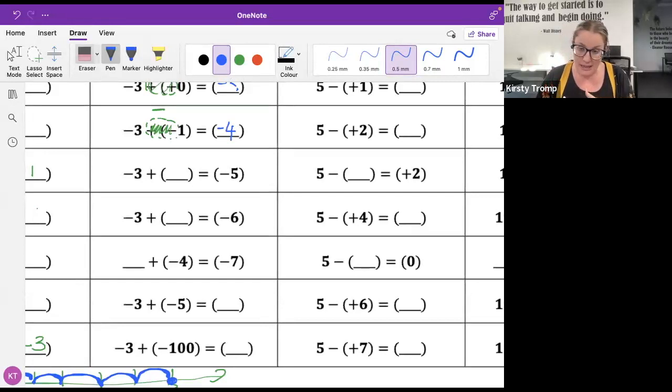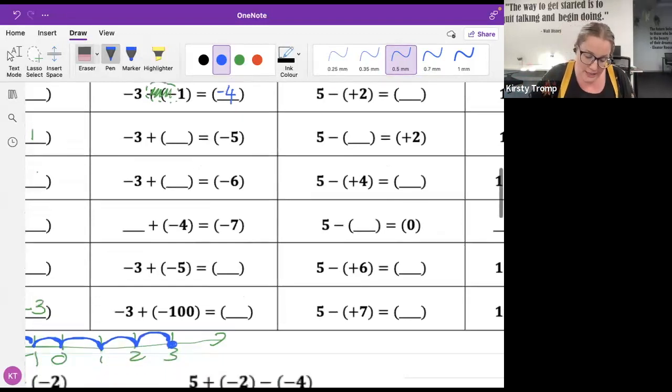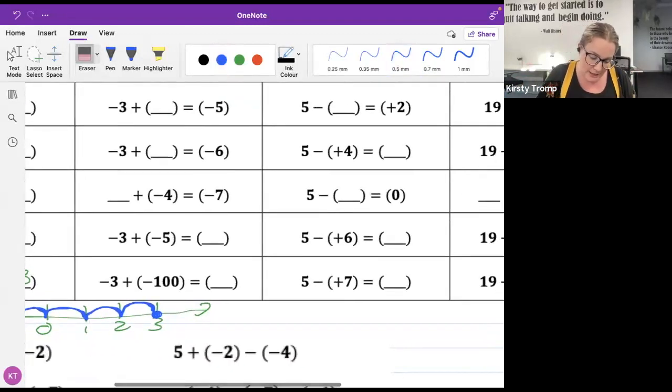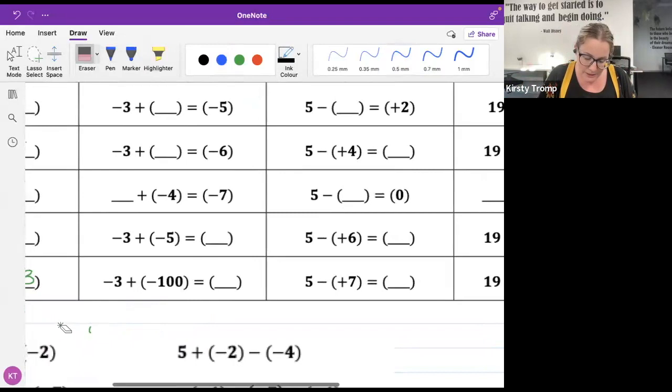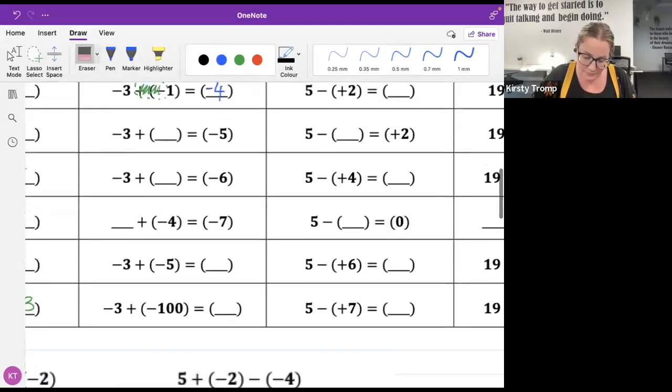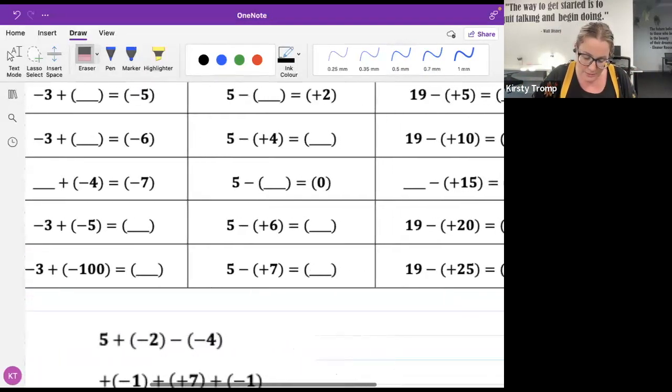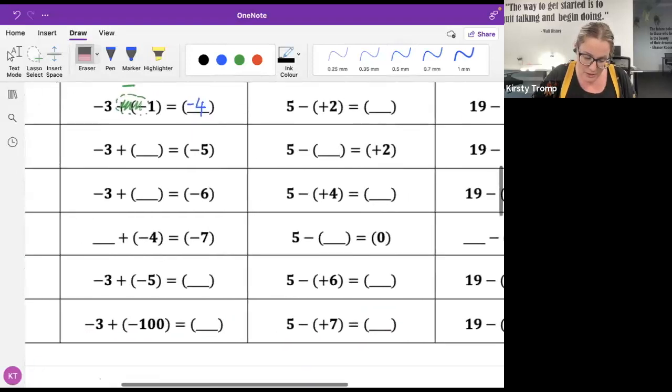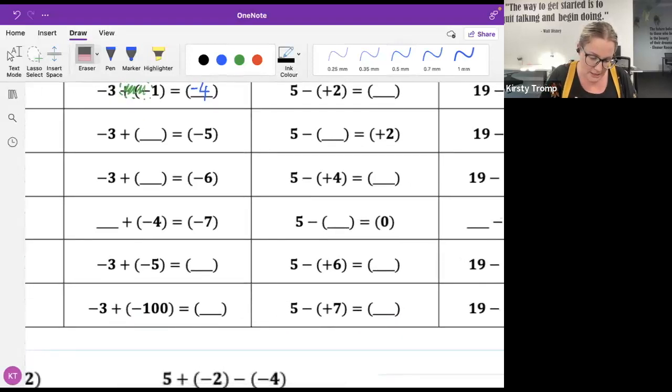Let's have a look at this next one now. For these next ones, I really would suggest that you get yourself a number line out and practice using the number line until you're used to doing them by yourselves. I'm going to draw myself a number line at the bottom here so that I can have one to practice.